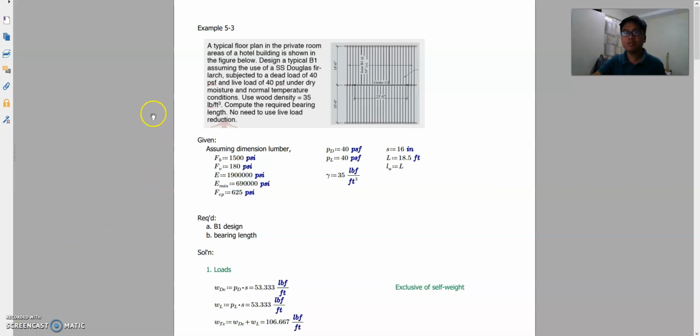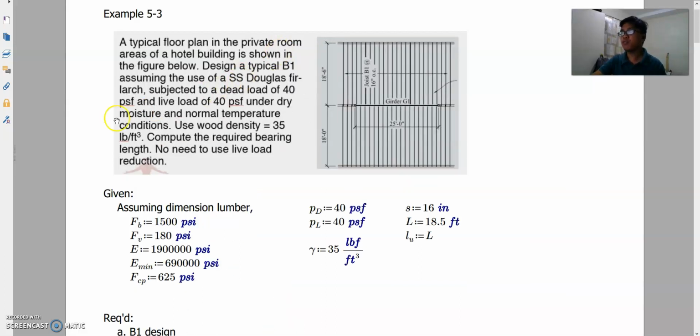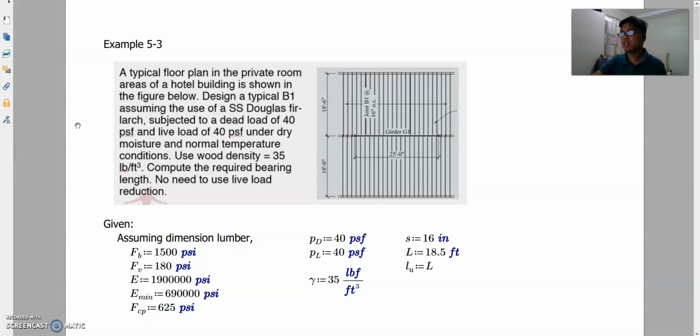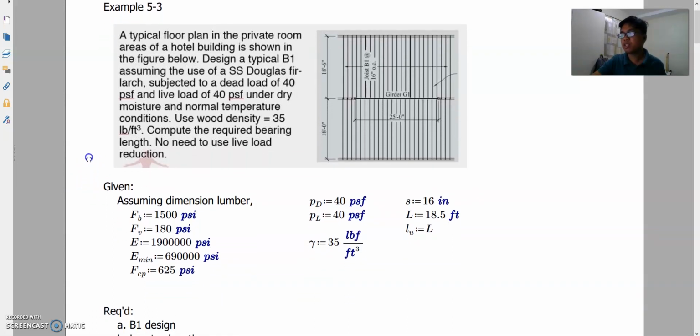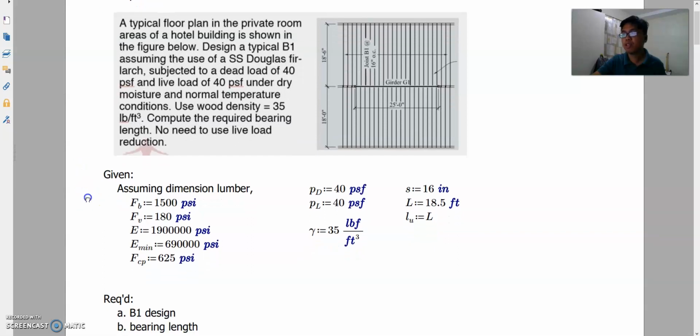Okay, some discussion for example 5-3. A typical floor plan in the private room areas of a hotel building is shown in the figure below. Design a typical B1 assuming the use of a select structural Douglas fir-larch subjected to a dead load of 40 psf and live load of 40 psf under dry, moisture, and normal temperature conditions. Use wood density equals 35 pounds per cubic feet.